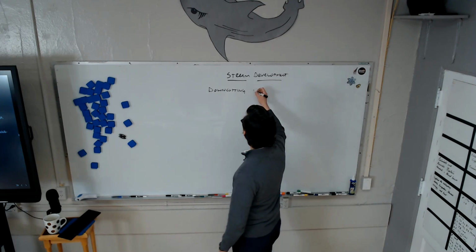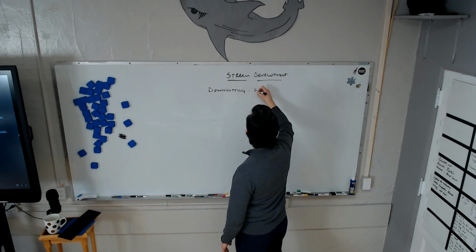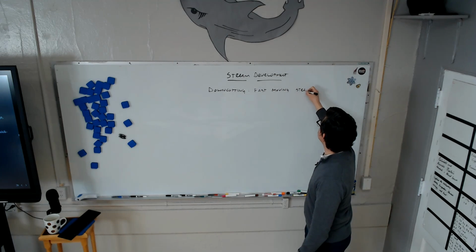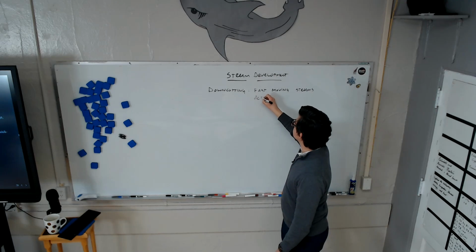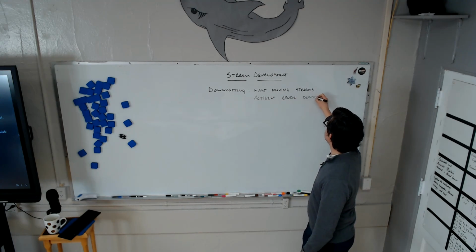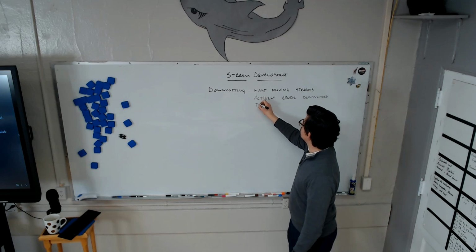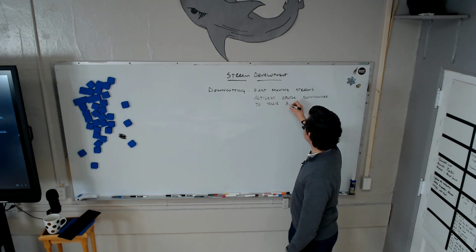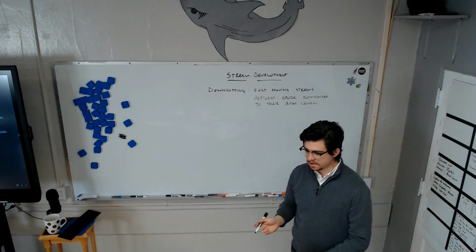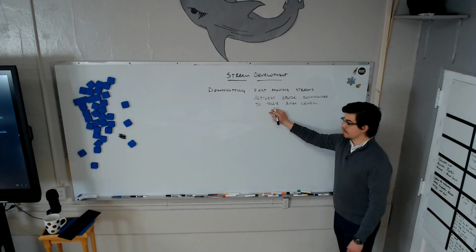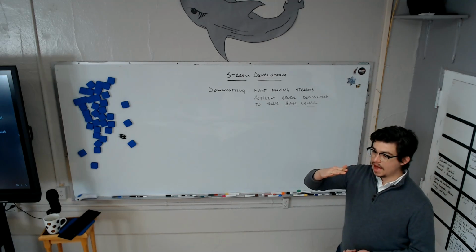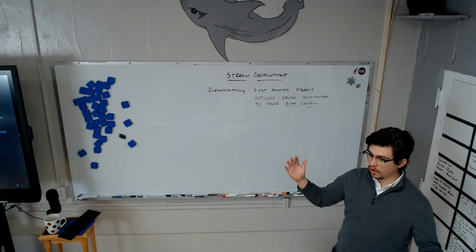So downcutting is the process where fast-moving streams actively erode downward to their base level. So pretty much this. When we talk about the base level of a stream, it's the altitude at which it will eventually flow into its next body of water.